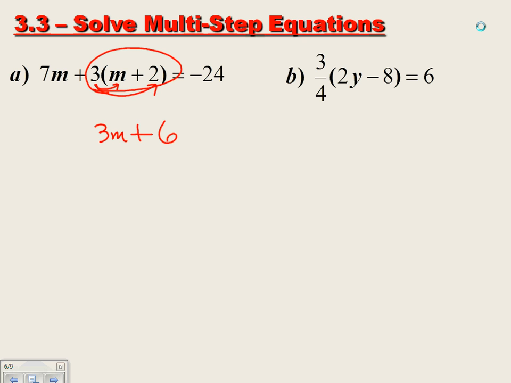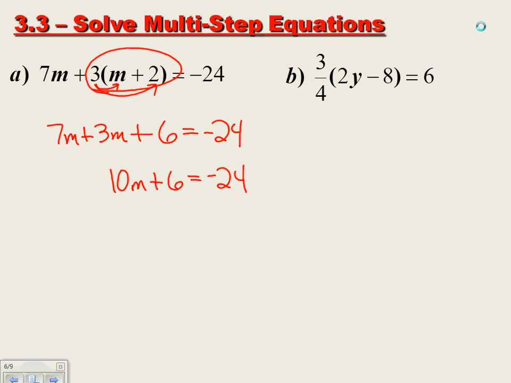Then what I'm going to do is drop down everything I didn't touch, and therefore I get 7m plus 3m plus 6 equals negative 24. Notice again, I have two variables on the left-hand side. So what I want to do is simplify this by combining like terms. So 7m plus 3m is 10m. Drop down everything I didn't touch.